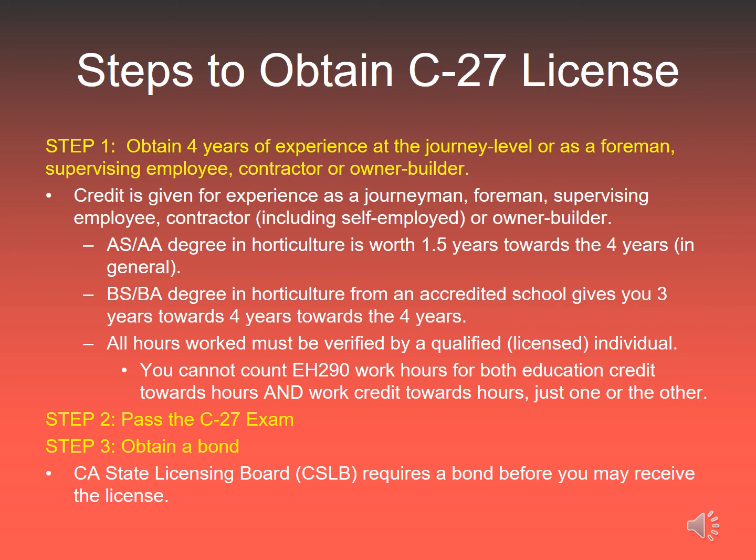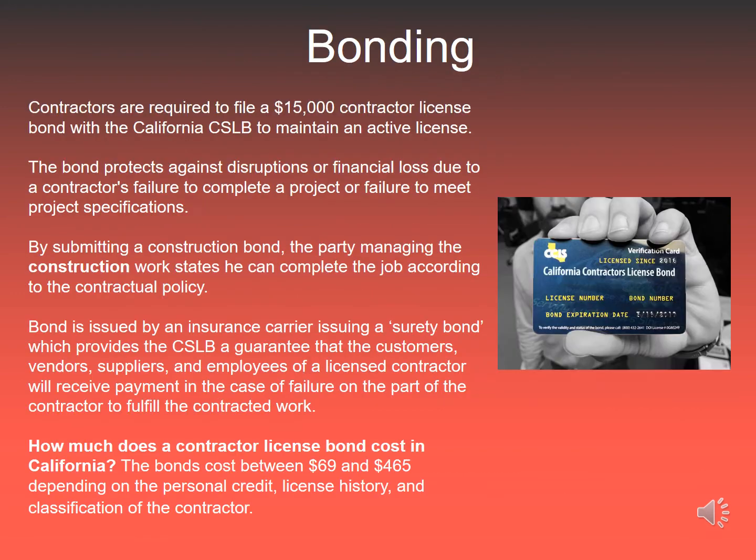After that, step 1, you have to pass the C27 exam. There are some costs involved with that. There are prep courses to help you get started and get prepped for taking and passing the exam. I'll talk a little bit more about that later. And then you also have to obtain a bond. The California State License Board requires that you obtain a bond before you may receive the license. I'll talk a little bit more about that in the next slide.